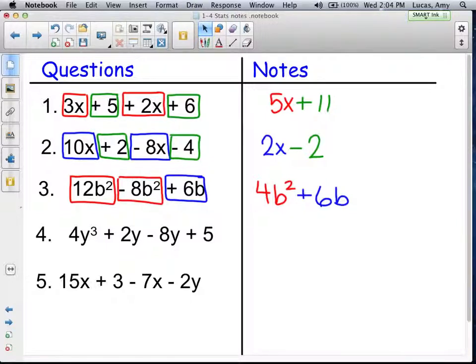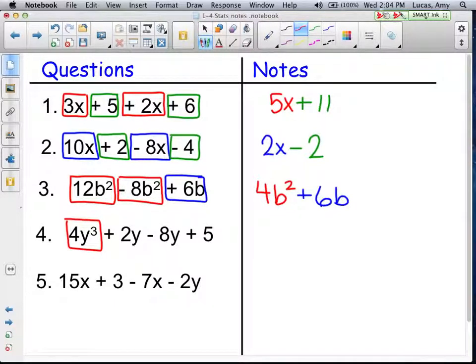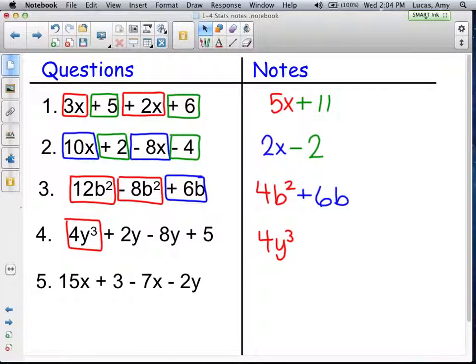Typically when you work with combining like terms on problems like these, you want to start with the highest exponents on your variables and then go down to the plain numbers. So that's standard form is what that's called. So on this next example, I'm going to start with 4y to the third, even though it doesn't have any like terms, because it's the highest degree term.